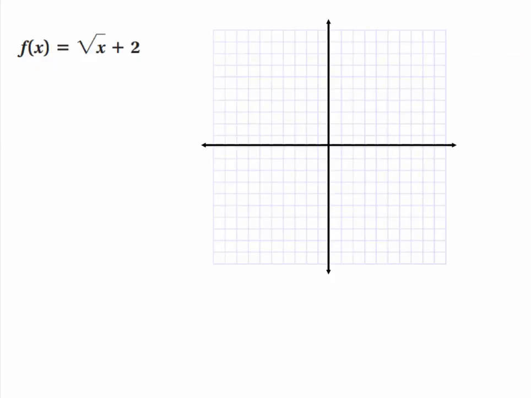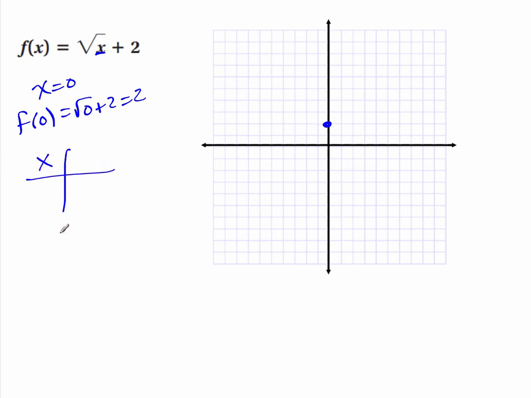So if I want to graph something like f of x is the square root of x plus 2, remember you really need to find where this term right here is 0. So this will be your endpoint, and that's going to occur when x is 0. When x is 0, f of 0 is the square root of 0 plus 2, or 2. So you're going to be able to plot the intercept. Now you're going to want to graph a couple of points.